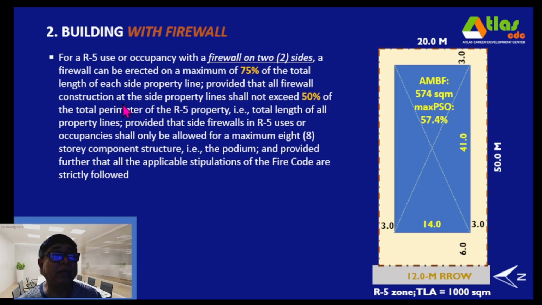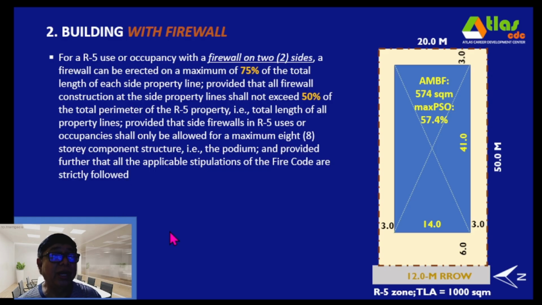And provided that all firewall construction at the side property line shall not exceed 50% of the total perimeter of the R5 property. So ibig sabihin, yung dalawang firewalls mo at the one side and the other side, pag tinotal mo, should not exceed more than 50% of the perimeter length of the property. Provided also that side firewalls in R5 use or occupancy shall only be allowed for a maximum 8-story component structure, and that will be the podium. And provided further that all applicable stipulations of the fire code are strictly followed.